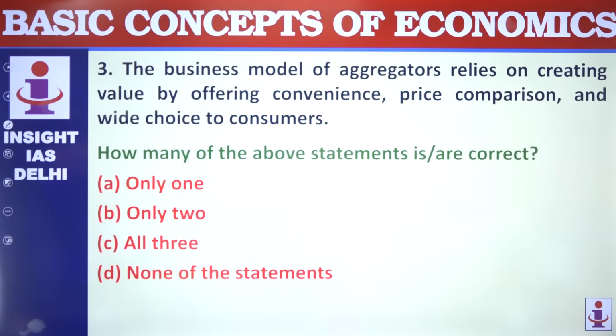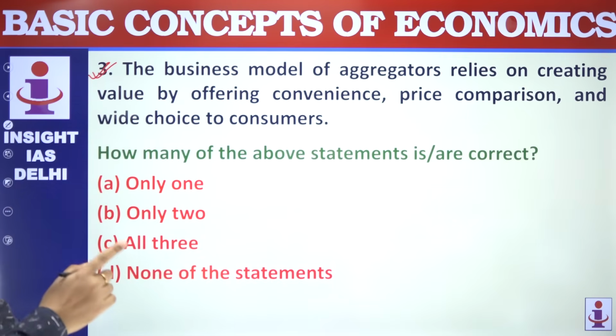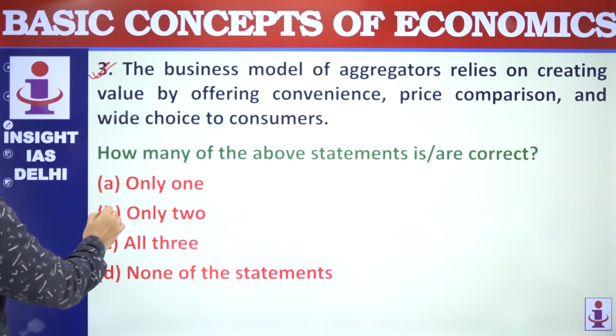Then we have the third statement. The business model of aggregators relies on creating value by offering convenience, price comparison and wide choices to consumers. Yes. So how many are correct? Only 2 are correct.